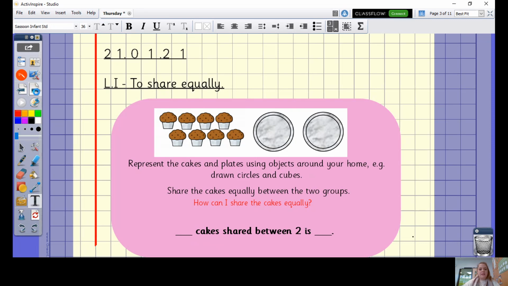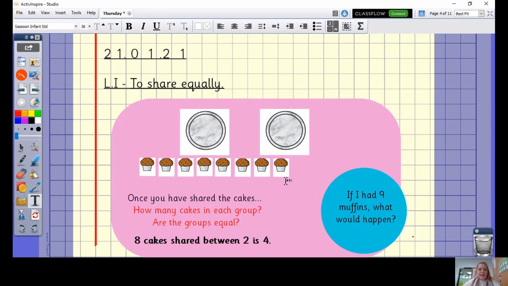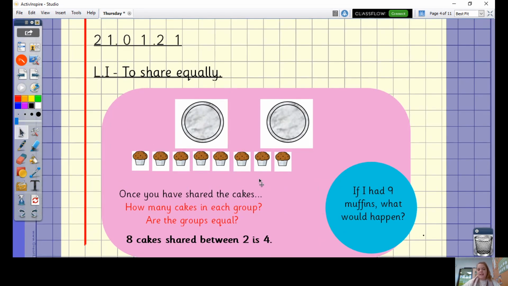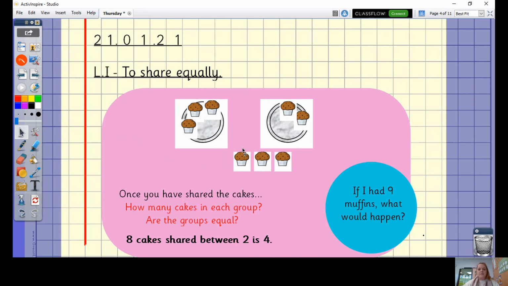Okay, so we're going to have a go at sharing these cakes together. So I've got my 8 cakes here and I've got my 2 plates ready. I wonder how you shared the cakes or shared the objects to make sure they were equal. The way I'm going to do it is I'm going to give 1 to this group and 1 to this group, and so on. Okay, so count with me. I'm going to count up to 8. 1, 2, 3, 4, 5, 6, 7, 8.